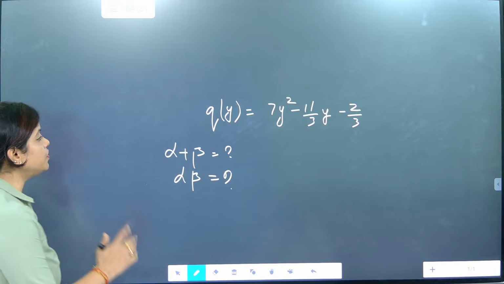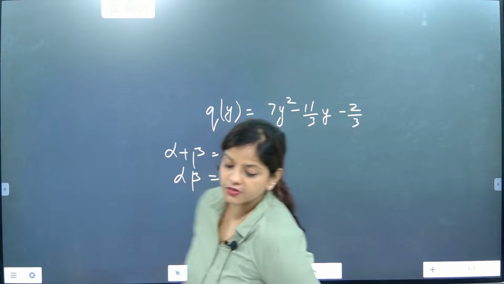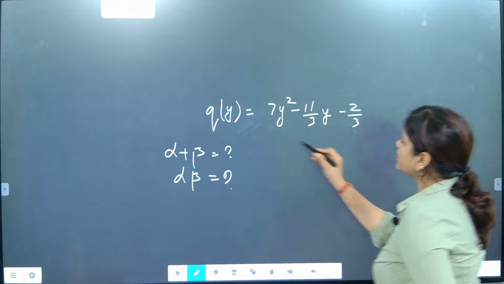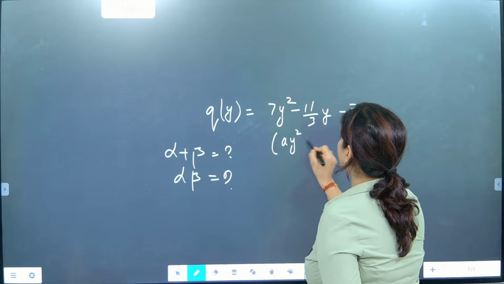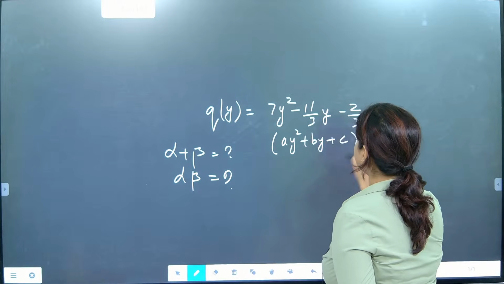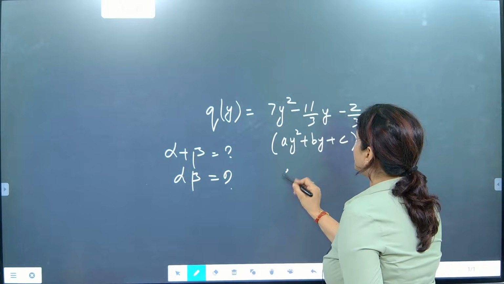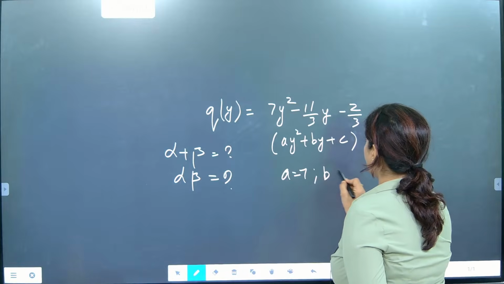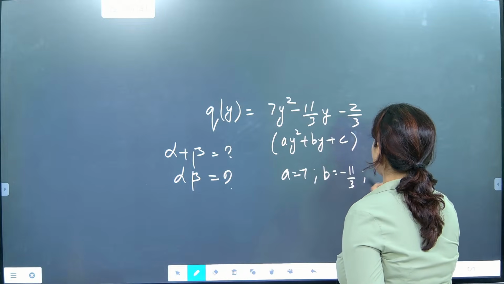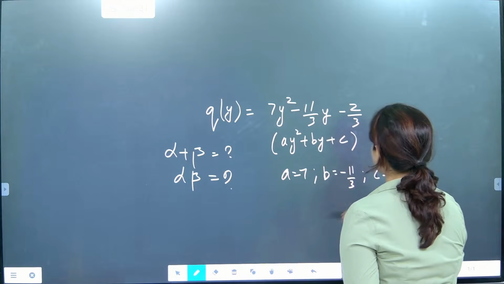So quickly do one thing. Don't waste your time. This is the most important thing in board exam. What is most precious thing is ax square plus bx plus c. Just I will write in short. a will be equal to 7, b will be equal to minus 11 by 3, and c will be equal to minus 2 by 3. Done.